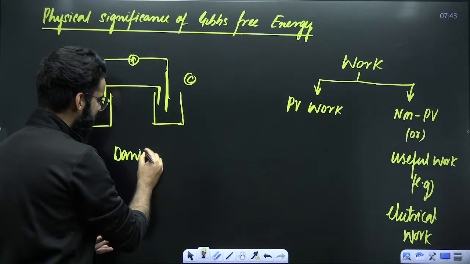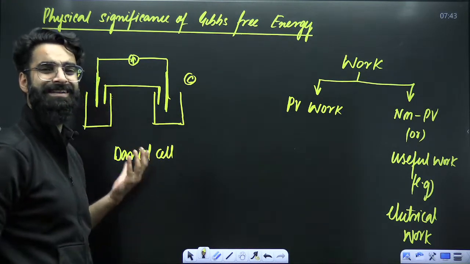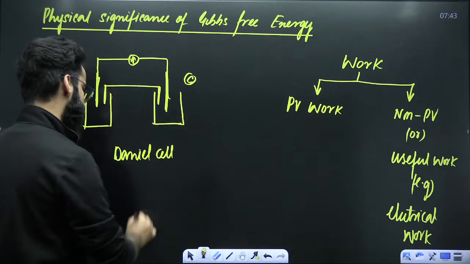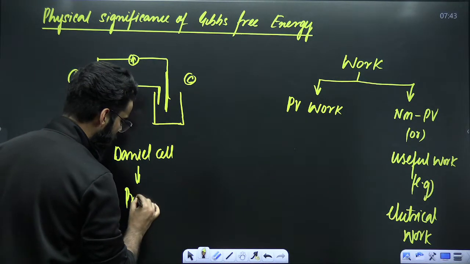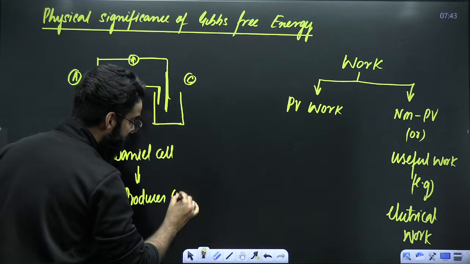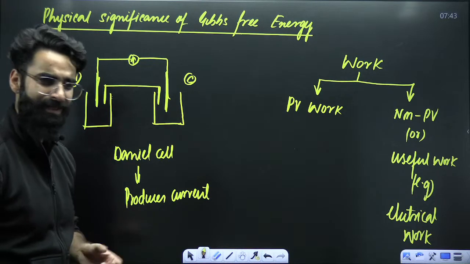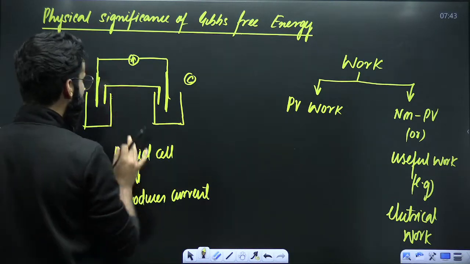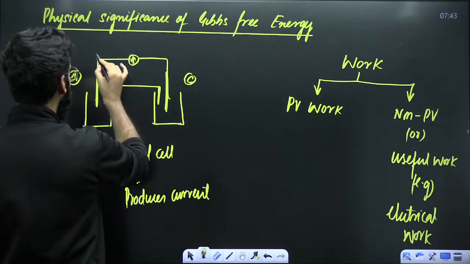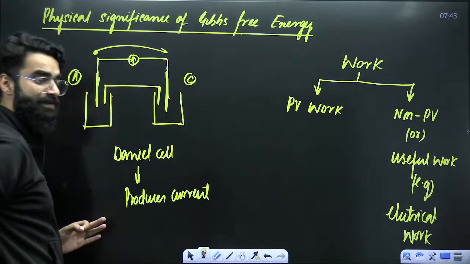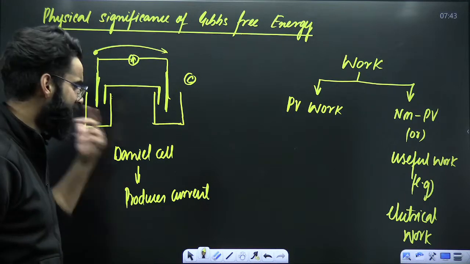What is the function of this galvanic cell? What does this Daniel cell do? It generates electricity. It produces current. How does it produce current basically? In the case of the Daniel cell, there will be movement of electrons from anode to cathode. There will be directional movement of electrons from anode to cathode, due to which current is generated.